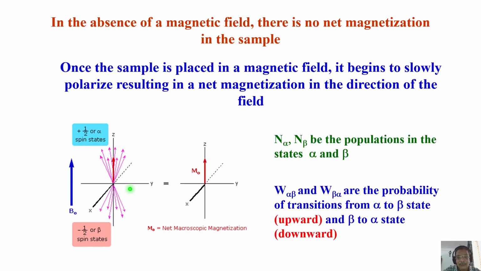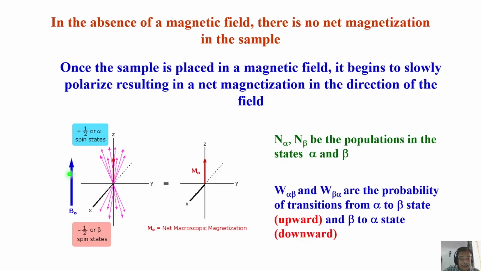To understand, for the two energy states alpha and beta, let us say the number of spins in the alpha state we denote as N alpha. The number of spins in the beta state we define as N beta. So the populations are given by N for alpha and beta.